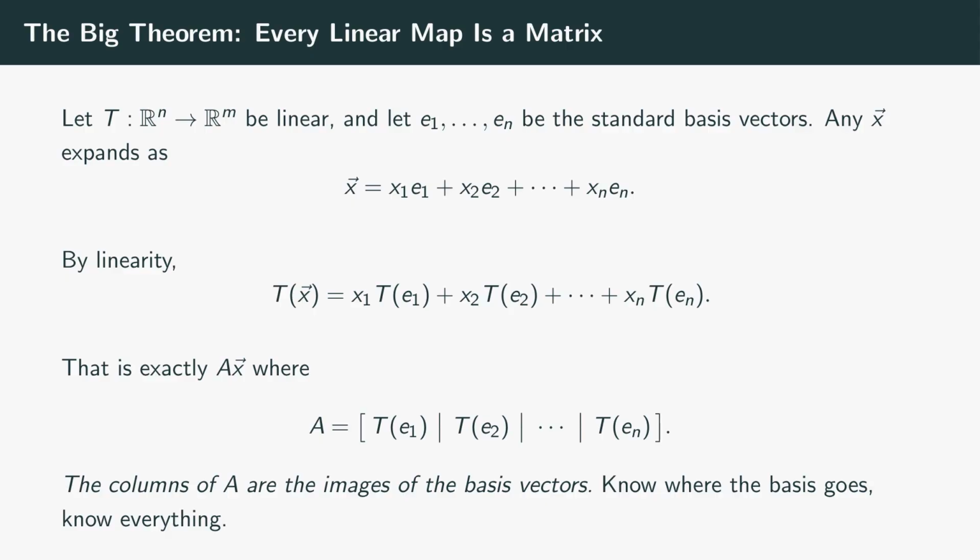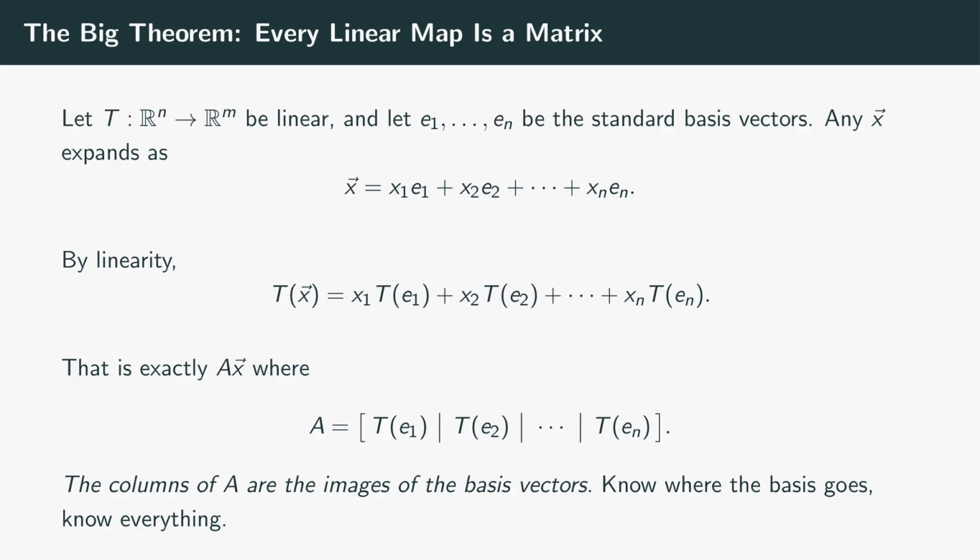Now the central theorem, and it is genuinely stunning. Take any linear transformation T from Rn to Rm. I claim it is just multiplication by a matrix, and I can tell you exactly what that matrix is. Here is the argument. Any input vector x can be written as a combination of the standard basis vectors, x1 times e1 plus x2 times e2, and so on. Now apply T and use linearity to pull it across the sum and across each scalar. You get x1 times T of e1 plus x2 times T of e2, and so on.